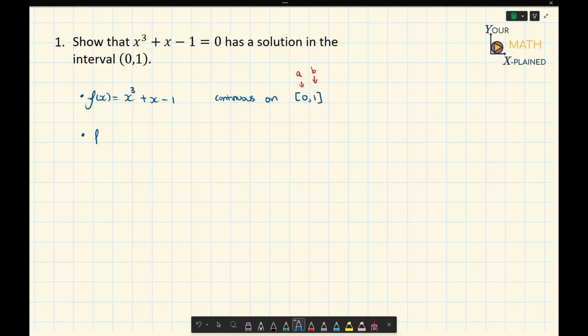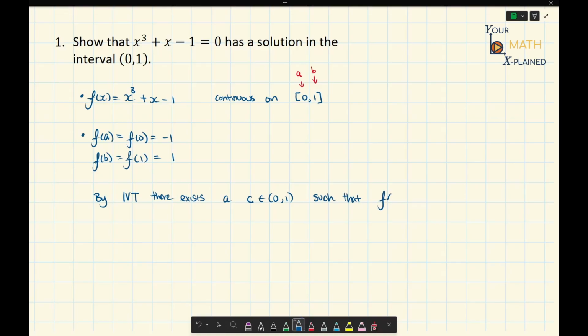Next, we need to find what f(a) and f(b) are, and they have to be different. So f(a) is going to be f(0), so that is going to be negative 1. And then f(b) is going to be f(1), which is going to be equal to 1. So therefore, now we can use our Intermediate Value Theorem, and we can say that by the Intermediate Value Theorem, there exists a c that is in our open interval (0, 1), such that f(c) is equal to 0.